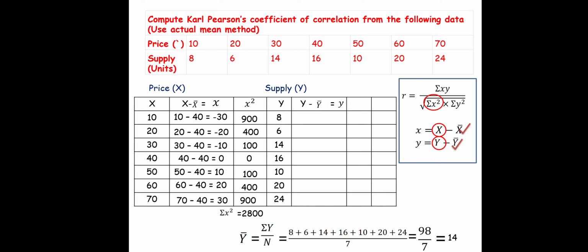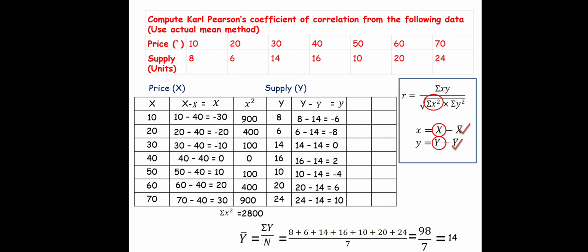So you can calculate small y. 8 minus 14 is equal to minus 6. 6 minus 14 is equal to minus 8. 14 minus 14 is 0. 16 minus 14 is 2. 10 minus 14 is minus 4. 20 minus 14 is 6. And 24 minus 14 is 10.